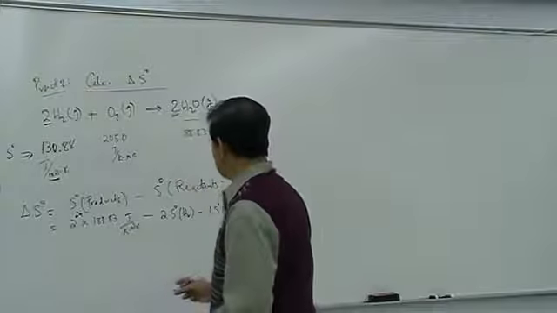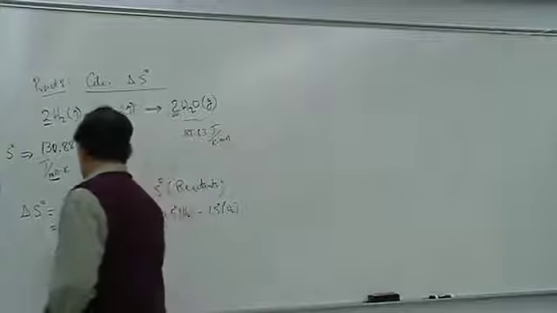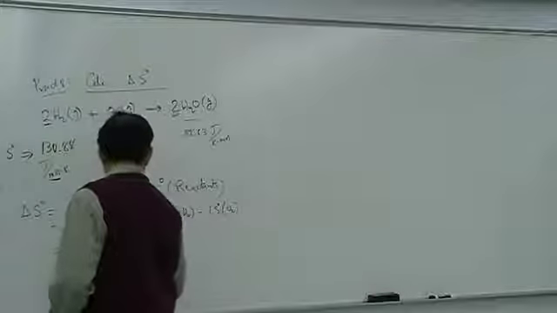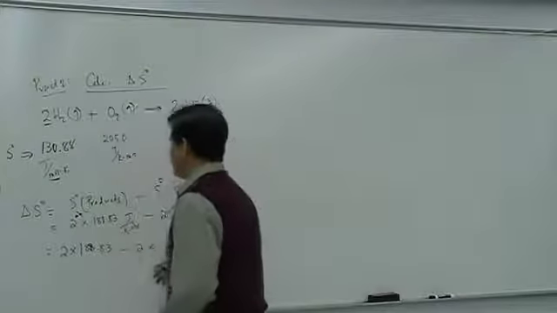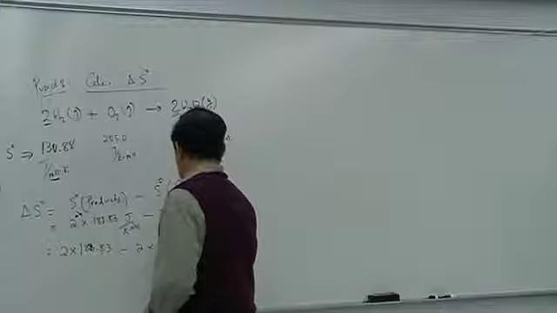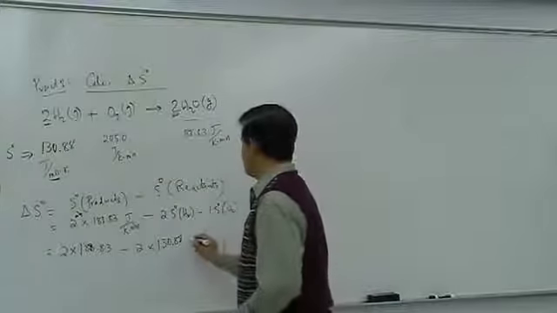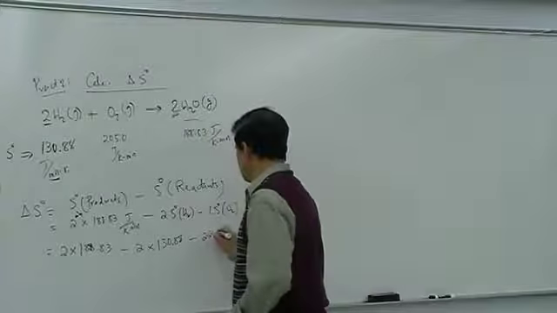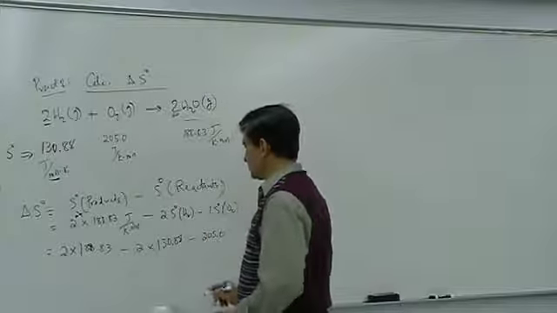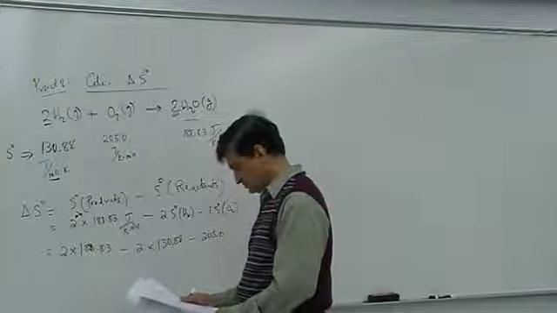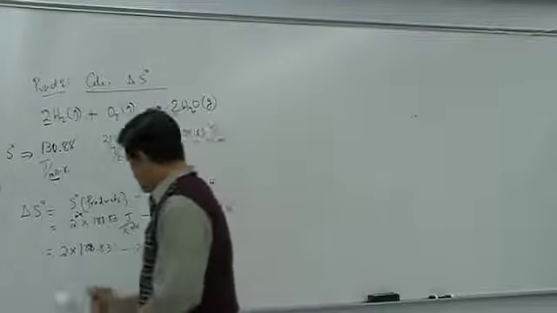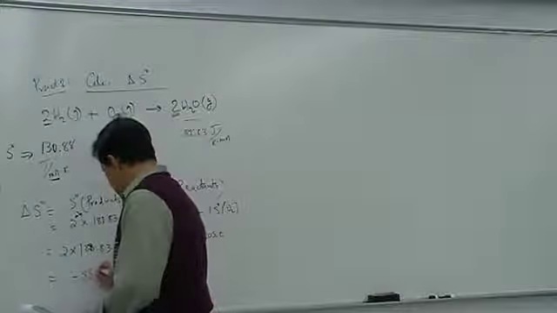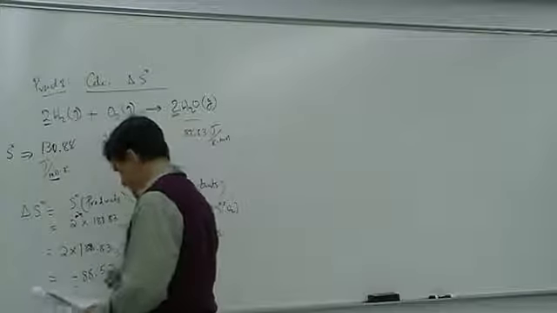Now, we already know these values, so let me write down here 2 times 188.83 minus 2 times the value for hydrogen, 130.88, and then for oxygen the value is 1 times 205.0. And these are all in joule per Kelvin unit. So I'm just going to write down the final answer, and you should make sure to double check whether my numbers are right. Minus 88.5 joule per Kelvin. That's the final answer.